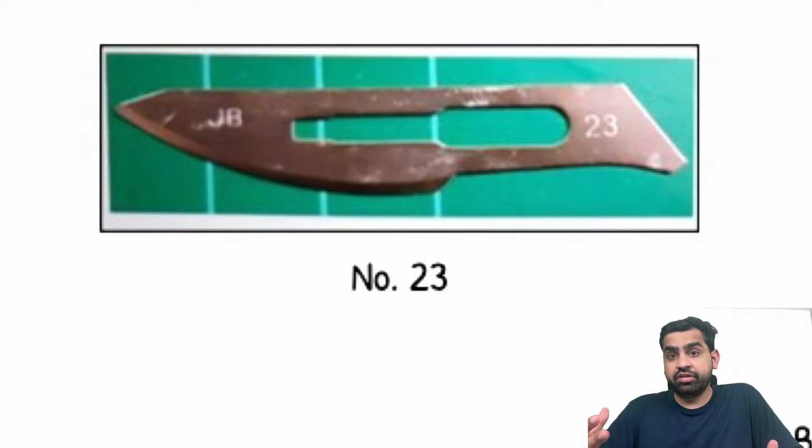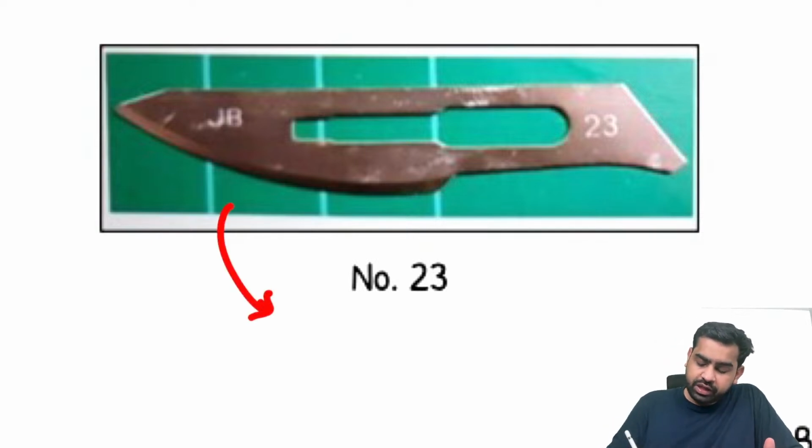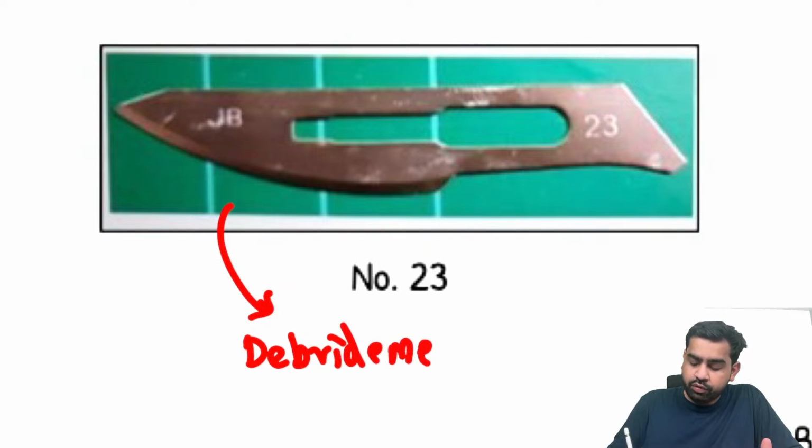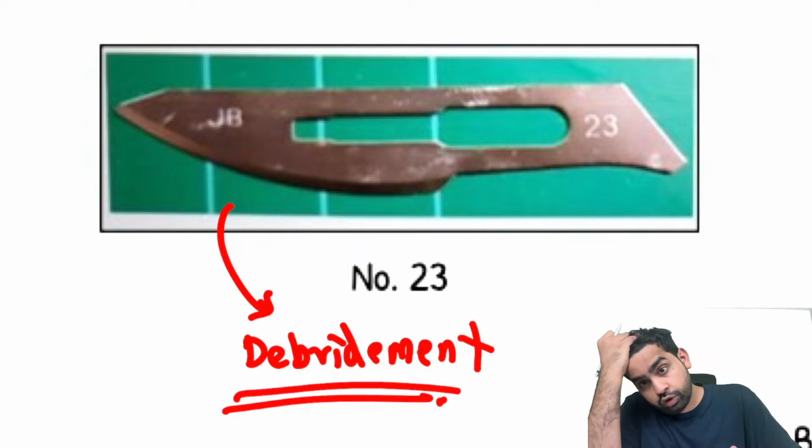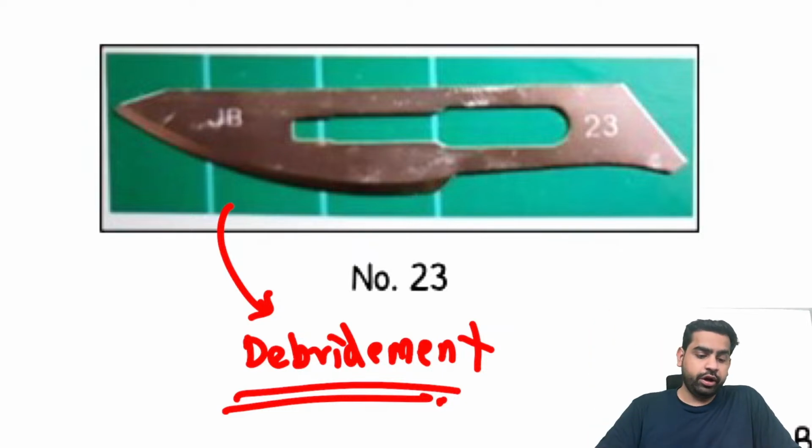Then what is this? This is a number 23 blade. Where do you use this? This is used wherever you want to do a debridement. I hope you're able to understand this point. Wherever you want to do a debridement, there you use this.